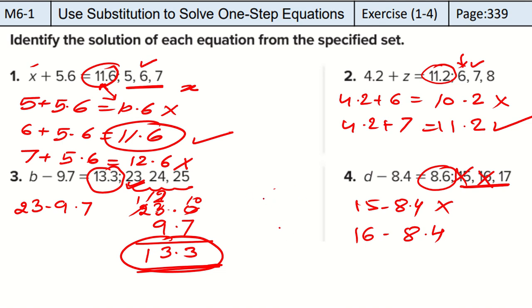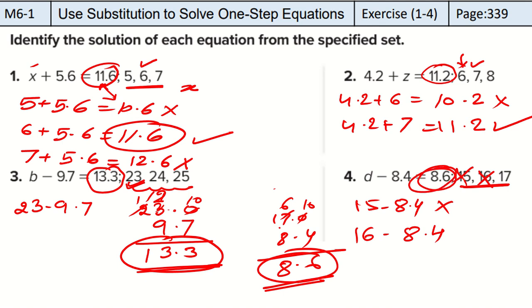Okay. So 17 minus 8.4. So 17.0 minus 8.4. It will be 10 because here it is 0. So not possible with 0 minus 4. It becomes 10. 10 minus 4, 6. It becomes here 6. So 16 minus 8, 8. 8.6 here, 8.6 here also. So this 17 is the correct answer.